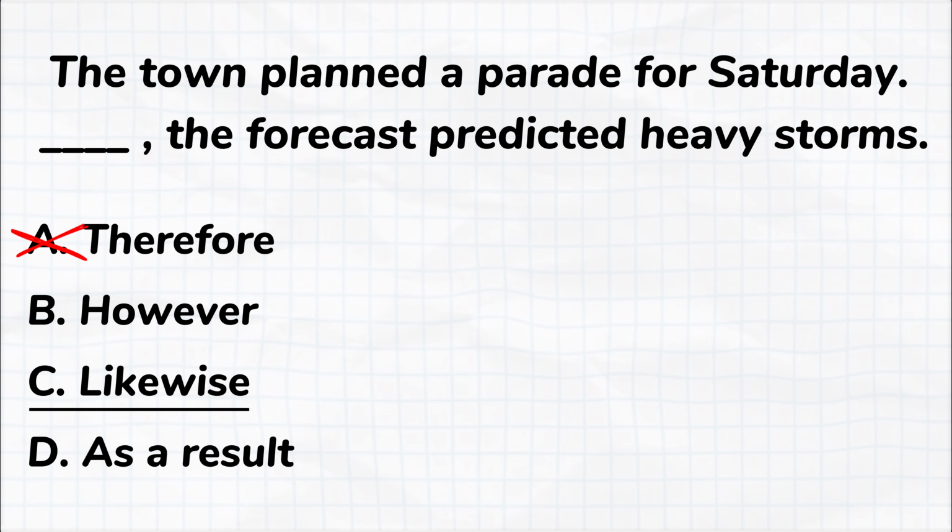Likewise, the town planned a parade. Likewise, the forecast predicted storms. That just doesn't make sense either. Storms aren't like planning a parade. They're not planning a parade. As a result, the town planned a parade. As a result, the forecast predicted storms. Again, no, the storms weren't the result of planning a parade. So that leaves us with the only option that makes sense, and that's however. That's why on transition questions, I like to first see how the sentences connect on their own and then test each answer. That way you don't fall for something that sounds good but doesn't actually fit.